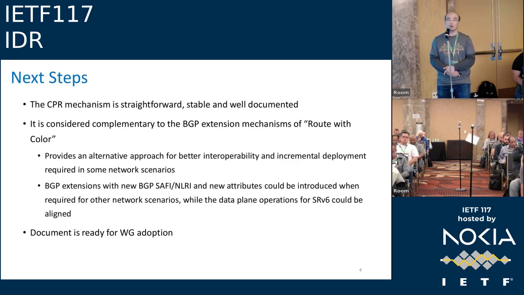Okay, for the next steps, we believe the CPR mechanism is straightforward, stable, and well documented. It is considered complementary to the BGP mechanisms with the new extensions for the railways color purpose. CPR provides a mechanism which can be used for better interoperability and incremental deployment, which can be required in some network scenarios. At the same time, the BGP extensions with the new SAFI, NRI, or new BGP attributes could be introduced when required for other network scenarios.